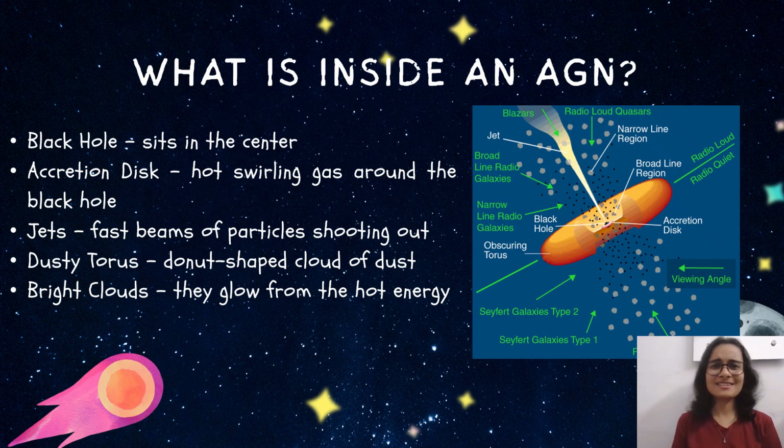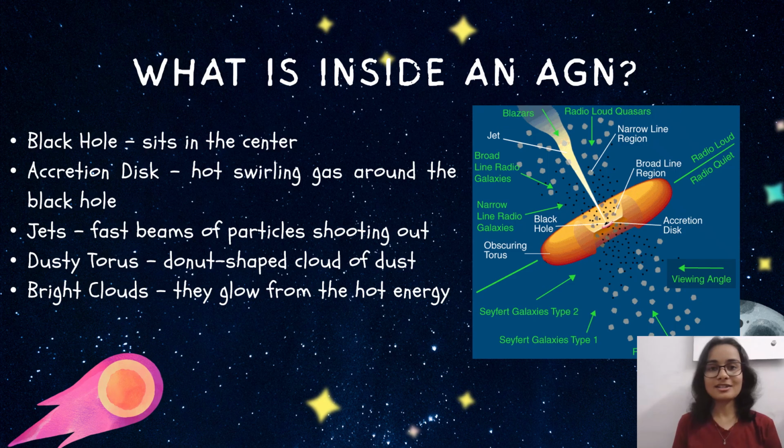Now, what is inside an AGN? Obviously, a black hole is there because of its high gravitational pull. It attracts a lot of gas and dust, and this gas and dust revolves around the black hole and eventually drops into it. This creates a disk-like structure called an accretion disk. This process generates a lot of heat and energy, and hence this is called thermal radiation.